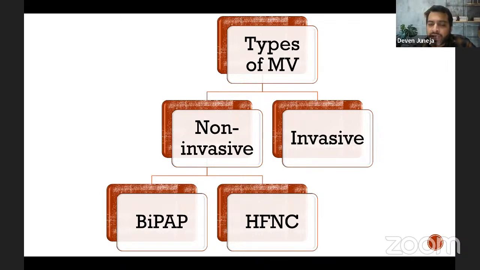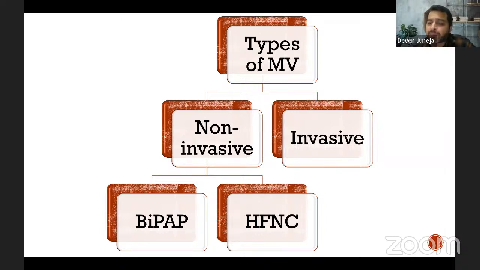So my major take-home point from this presentation would be, whenever you are thinking about mechanical ventilatory support, think about three indications. The first is ventilation. That means the patient is unable to wash out the CO2. As I've already shown, the PCO2 is more than 50, or the pH is less than 7.3. That would be one indication.